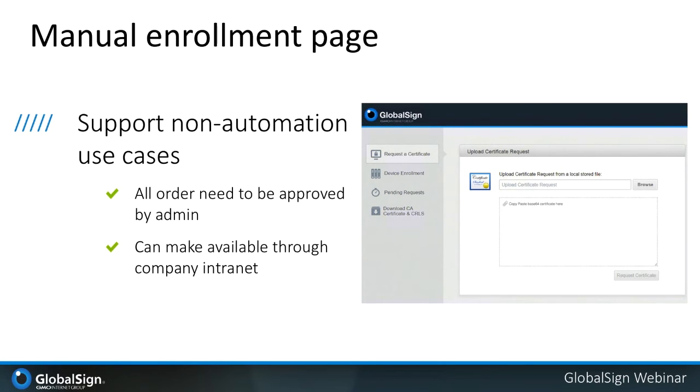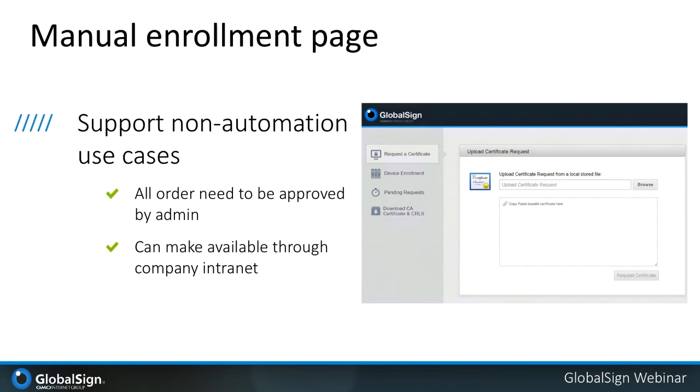So going back to AEG being a certificate issuance engine, you can also use it for use cases where automation isn't desired. For example, certificate request orders from non-Windows endpoints that need to be approved by an admin before being issued. In this case, orders can be placed using a manual enrollment website. You can make this portal available to anyone who wants to request a certificate outside of the normal enrollment procedure, and they then have the option to enter a CSR and enroll a supported SCEP-compatible device. And lastly, all orders need to be approved by the admin.